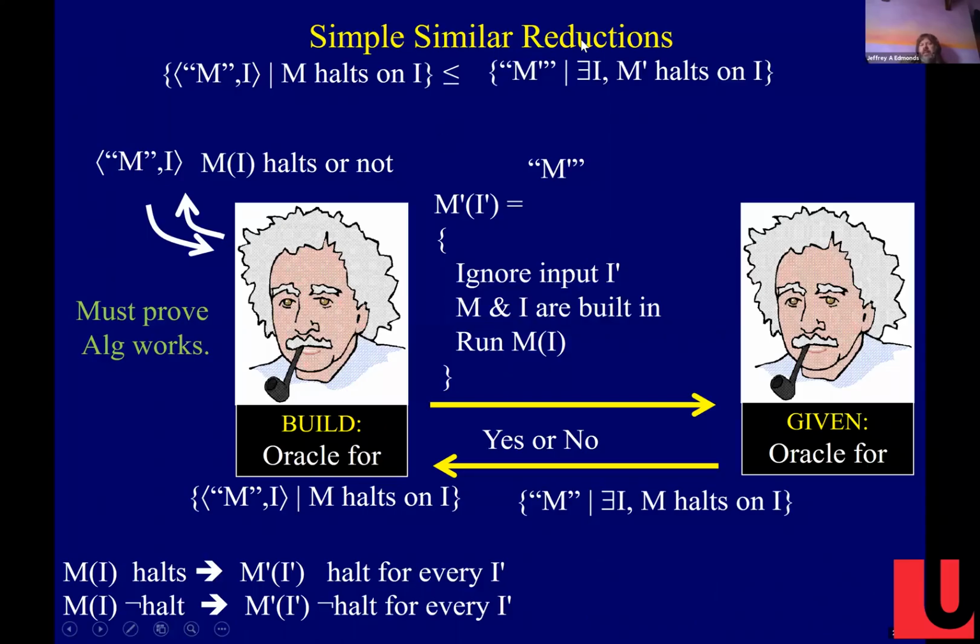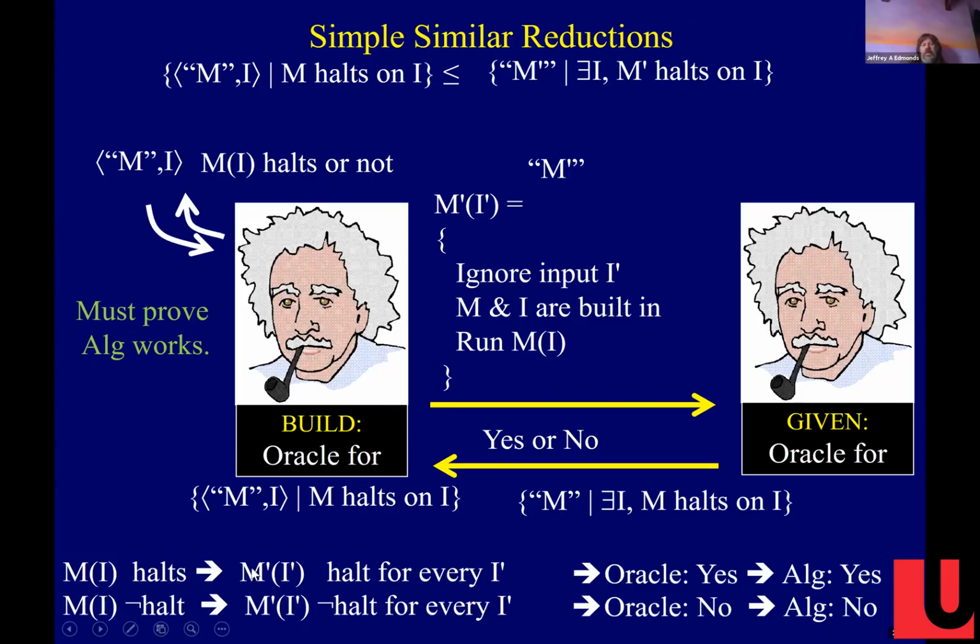Our oracle now tells us, given an M prime, does it halt on some input? Well, exactly the same thing will happen. Because if M prime halts for every input, then it halts for some input. So the oracle will say yes. And if M prime halts for no input, then it doesn't halt for some input. So the oracle will say no. So you see why I made M prime ignore its input? The reason is we checked off a lot of good problems here really quickly.